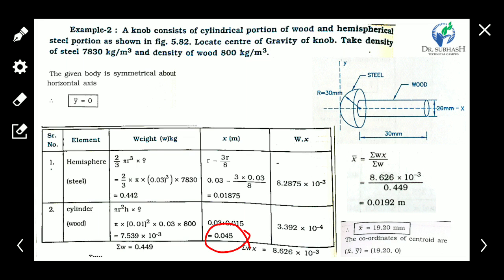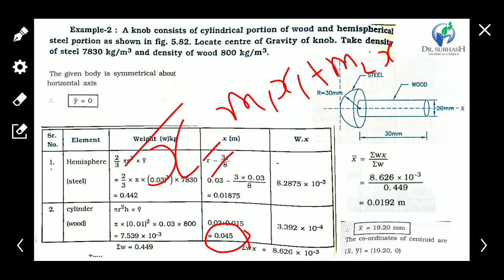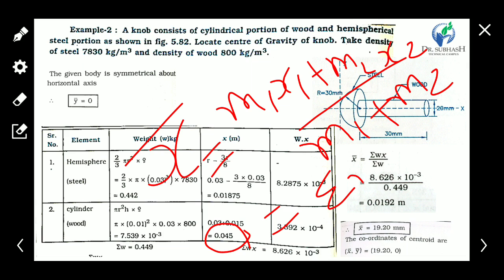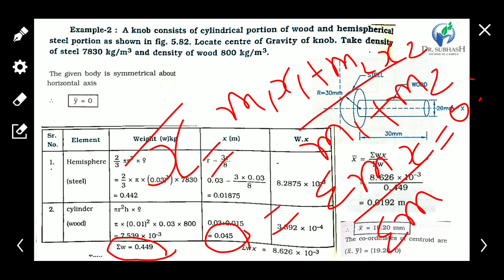Now we know the equation of x bar: m1 x1 plus m2 x2 upon m1 plus m2. So here we write the summation of m x upon the summation of m. Okay, clear that the summation of m is 0.049 and we have to calculate it individually. Sorry, here 0.049 is the summation of m, and this is the summation of m into x.